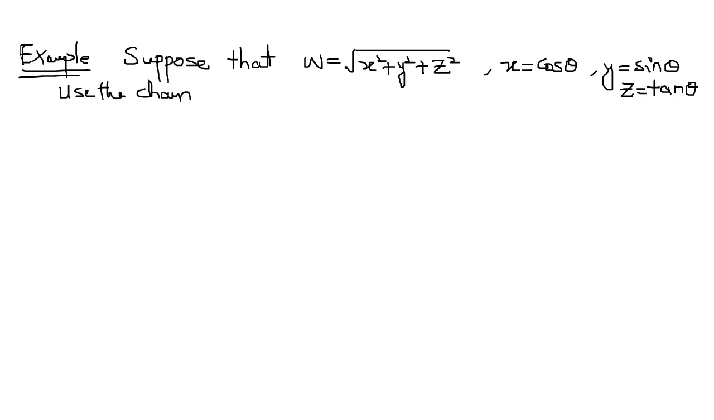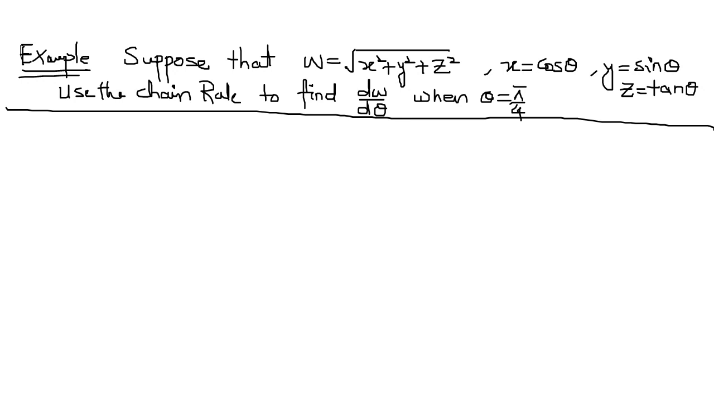Use the chain rule to find dw by d theta when theta is equal to pi by 4. Okay, now this is the question.